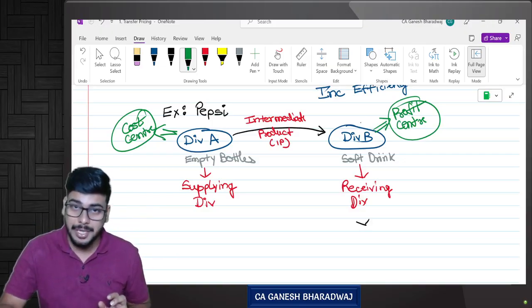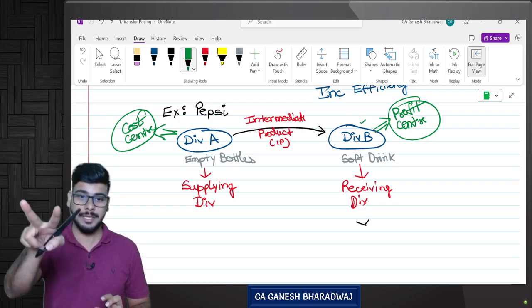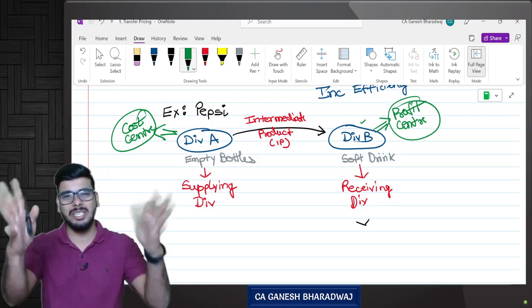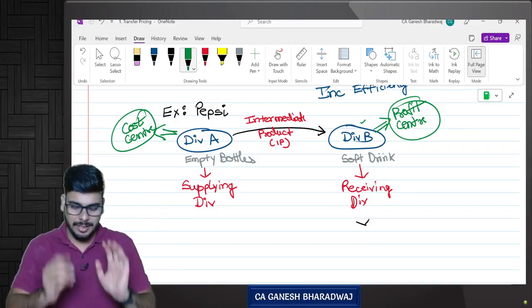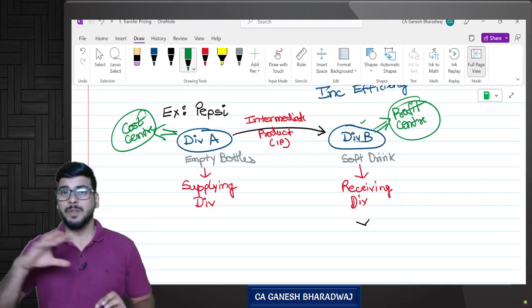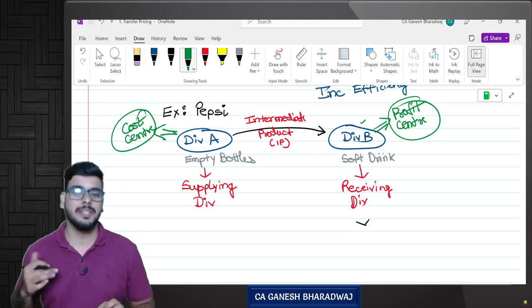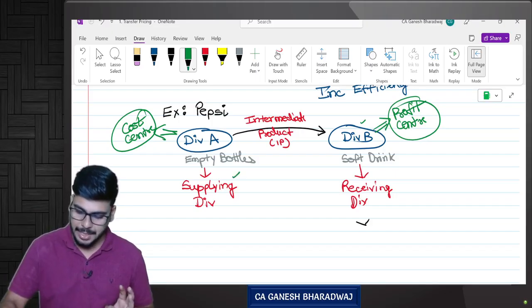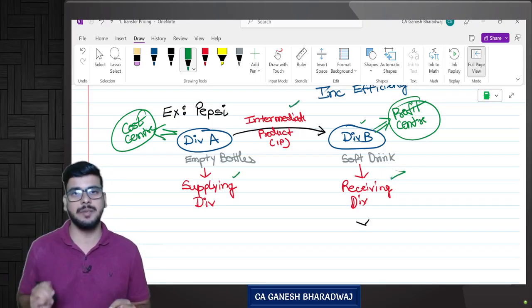So since division B generates revenue as well as incurs cost, it is called a profit center, whereas division A does not generate any revenue, it only incurs cost, so it is called a cost center. Are you clear with this? So what are all the terminologies that we have seen here? Cost center, profit center, supplying division, receiving division, intermediate product.